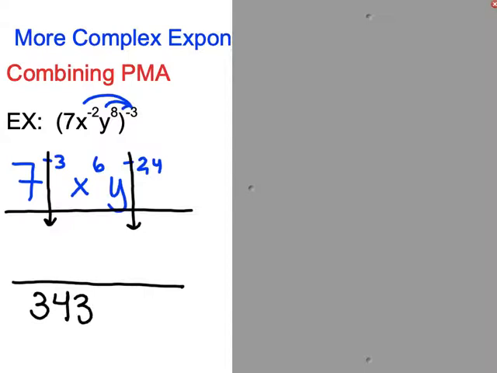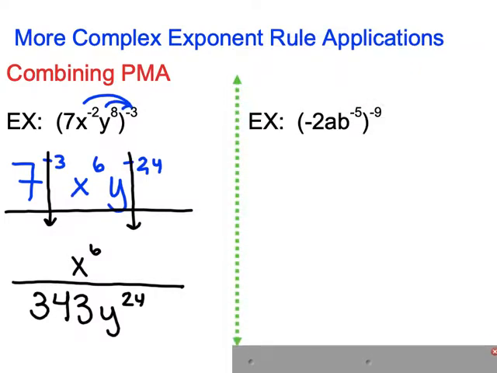X to the 6 has a positive exponent, so it's going to stay in the numerator. And y to the negative 24th is going to move to the denominator and become a positive 24. Let's take a look at another one.